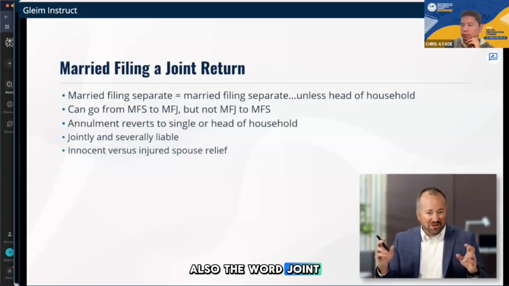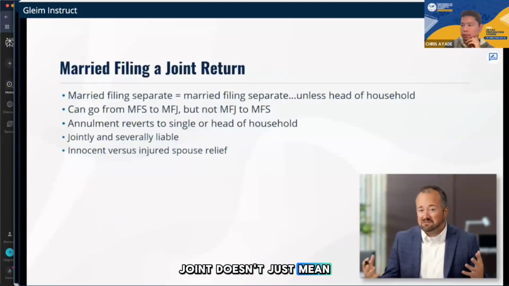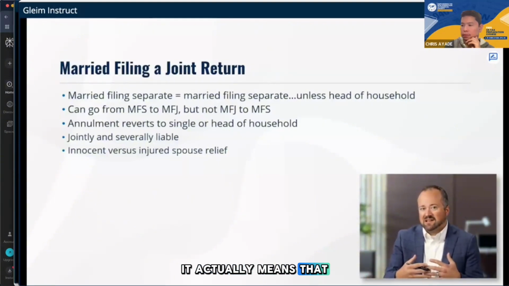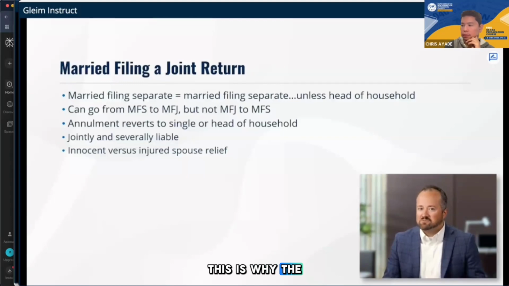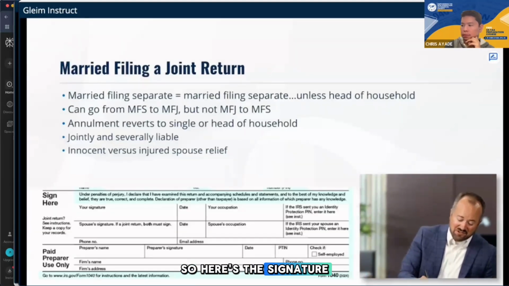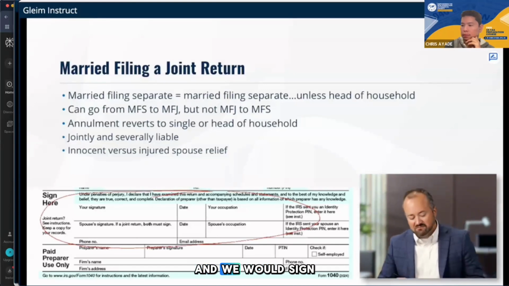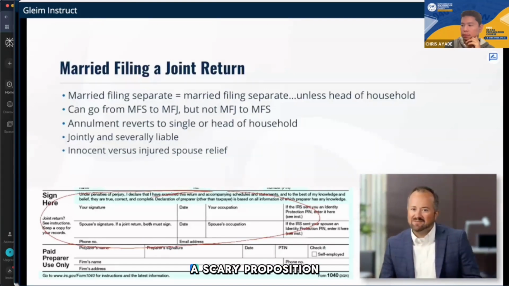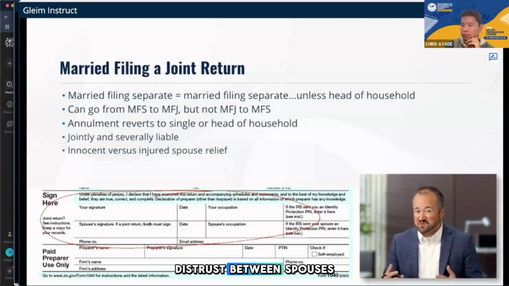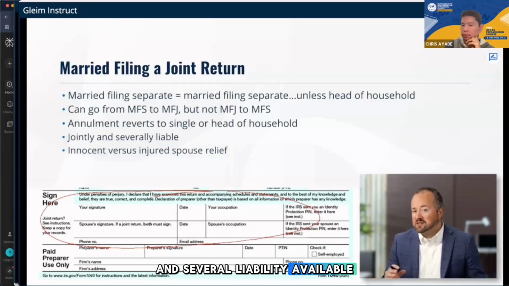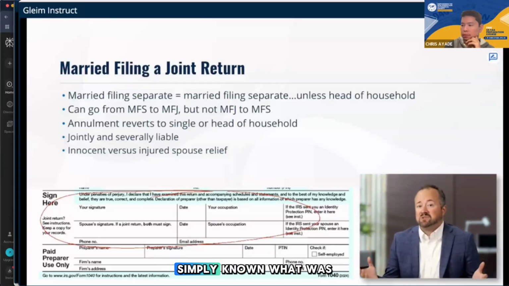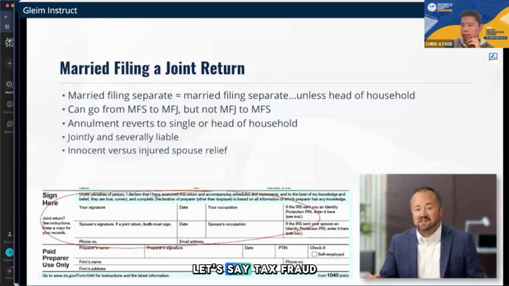Also, the word joint in married filing joint doesn't just mean filing together. It actually means that any taxes that are due, interest and penalties are the responsibility of both spouses, regardless of which one actually earned the income. This is why both spouses sign the tax return. So here's the signature portion of the tax return at the bottom, and we would sign right there. This is kind of a scary proposition if you have some distrust between spouses, but the tax code does have some relief from joint and several liability available to a spouse that just may not have simply known what was going on in the case of, I don't know, let's say tax fraud.